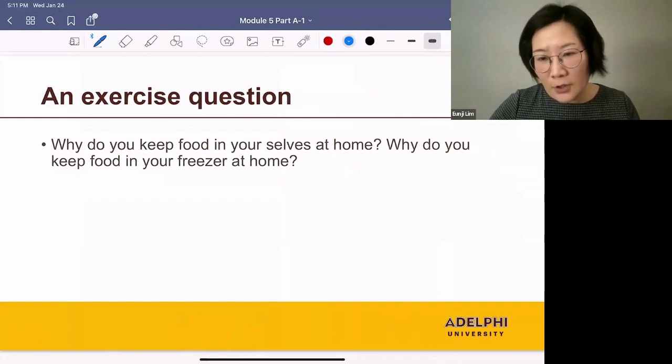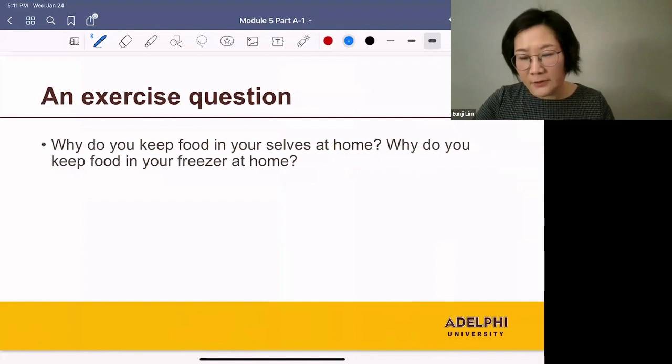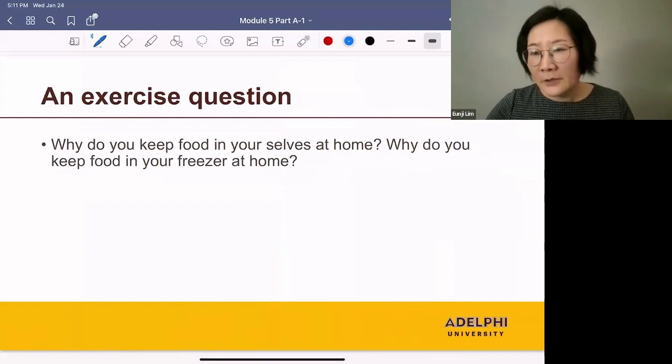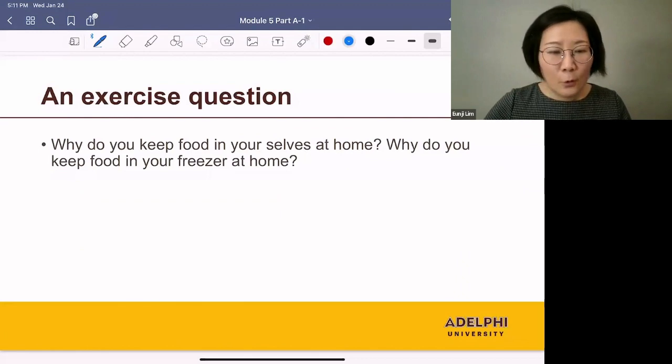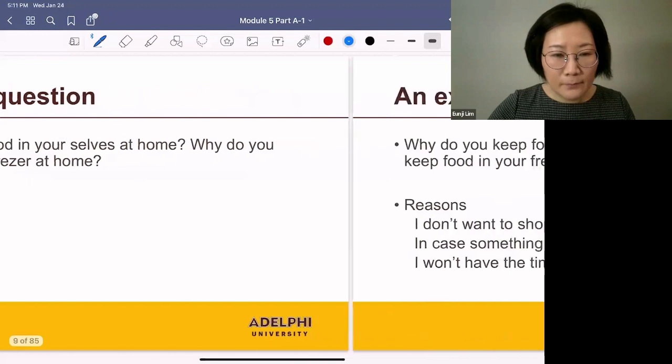Let's say I go shopping once every week, every Saturday. I go to a grocery store, I buy all the food I need the following week, and I put them in my freezer and on my shelves. I repeat this every Saturday. Why do I do this? Why can't I go shopping each time I need food?